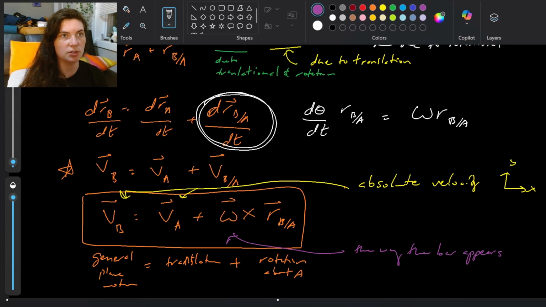So this is relative. It appears to be rotating about the Z prime axis passing through A.